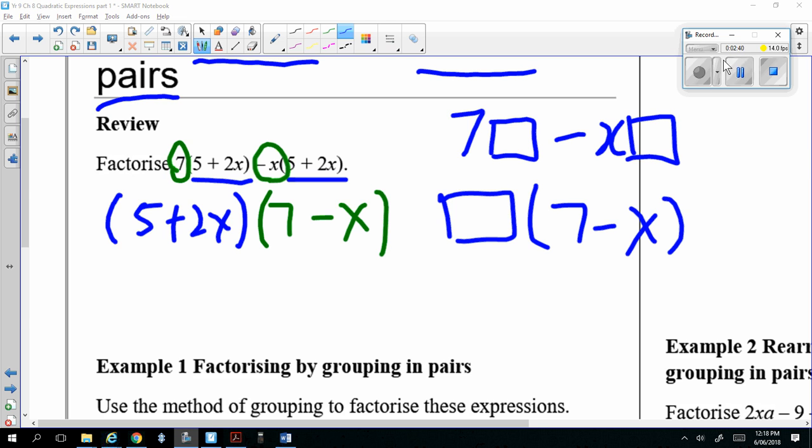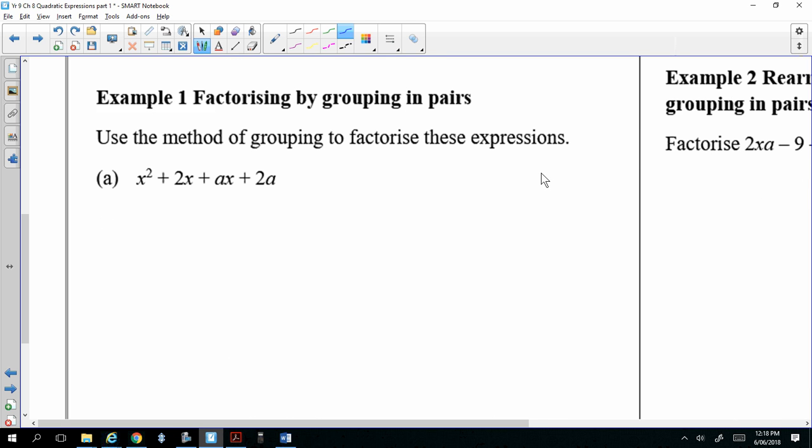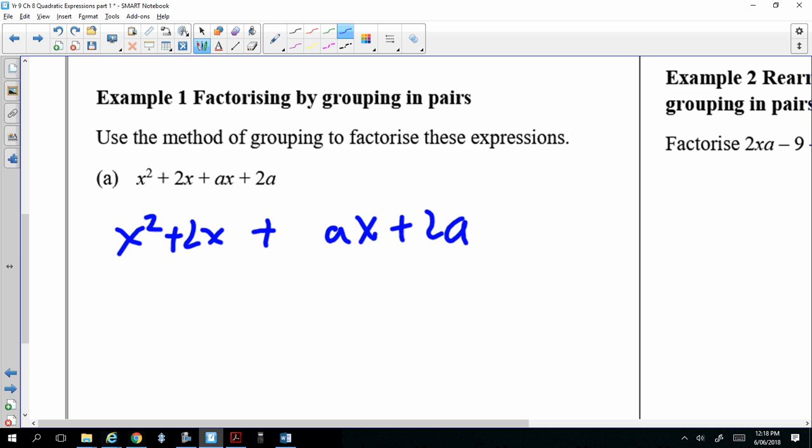For 1. Use the method of grouping to factorize these expressions. Now, how many terms do you see in front of you? 4 terms. When there are 4 terms, you group them in 2 pairs. So I'm going to group them as x squared plus 2x and x plus 2x. So you group them into 2 pairs. That's what you do first. 2 pairs.